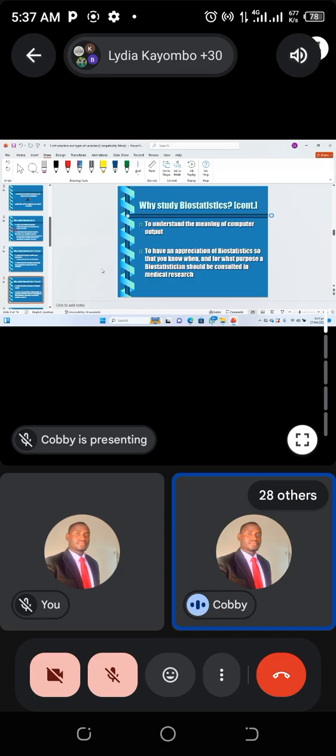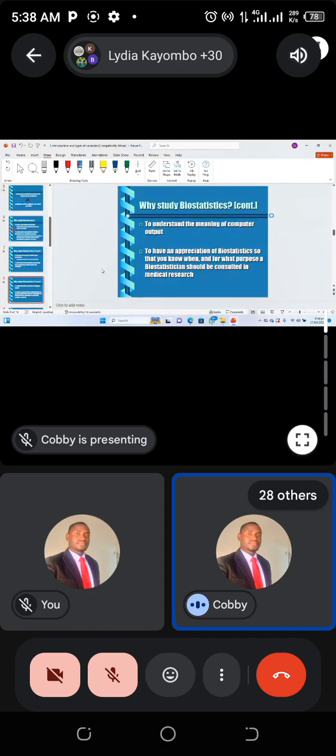If you are doing a research that involves environmental related issues, you need an environmental professional who understands how the environment contributes to the cause of disease. So you need to work with different people. Now, when you have learned about statistics, you'll be able to understand when and why I should bring a biostatistician into my research.